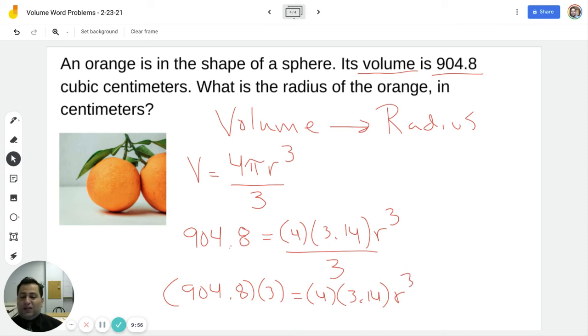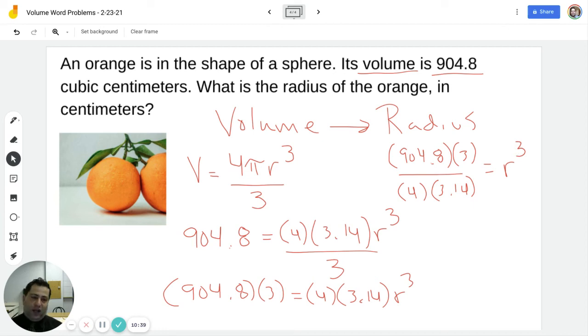Now, again, I want to get the radius by itself. So I need to reverse times 4 and times 3.14. And when I do that, that's with division. So I get in my top here, I'm going to have 904.8 times 3. In the bottom, I'm going to have 4 and 3.14, right, because I'm dividing. And this is going to be r cubed. Well, when I crunch these numbers in my calculator, do 904.8 times 3, and then divide by 12.56, I get 216.12 equals r cubed.